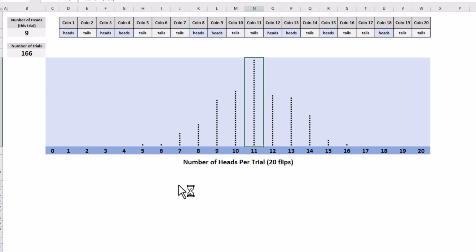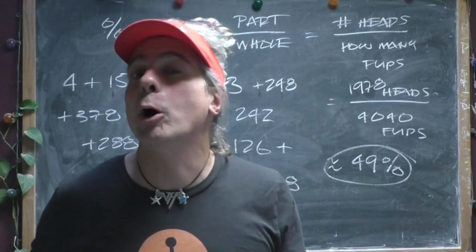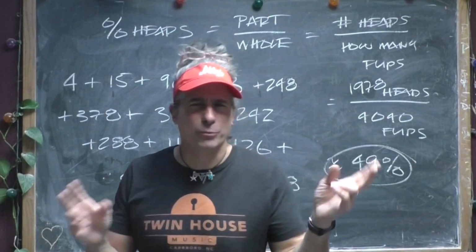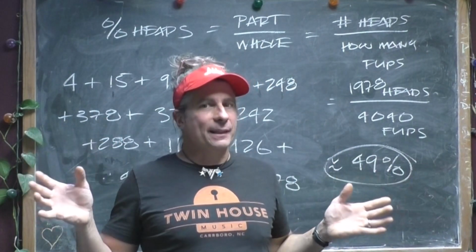So the big takeaway is this. Lots of things are binomial. We'll define that in a second. But what it really means is 2 things can happen. Two. Lots of things in life are binomial.